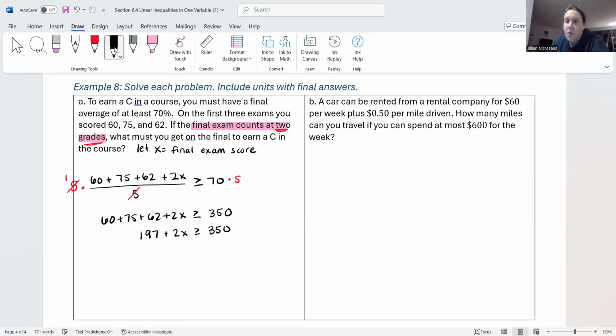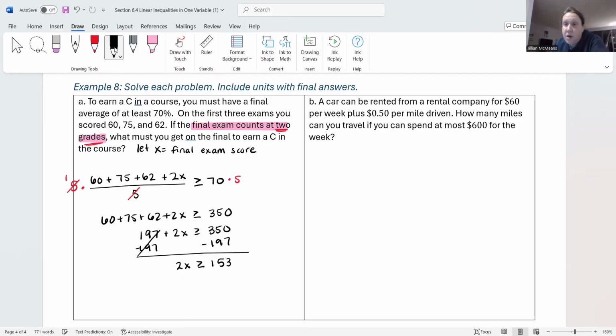All right. We now want to isolate the term that contains the x. So we want to isolate 2x, and the issue is this plus 197. So I want to subtract 197 from both sides. Well, 197 minus itself is just 0. 0 plus 2x is 2x. And then that is greater than or equal to 350 minus 197, which is 153.